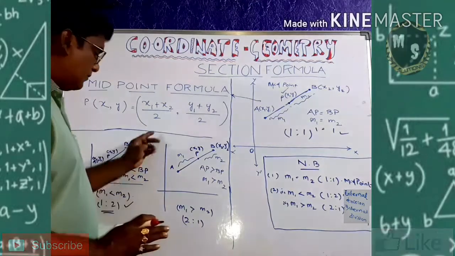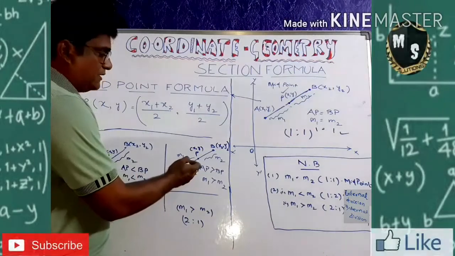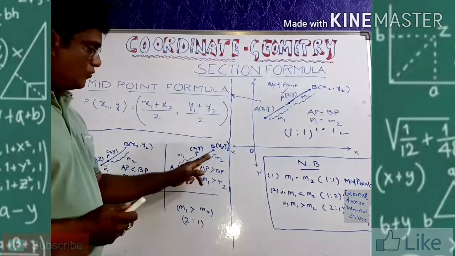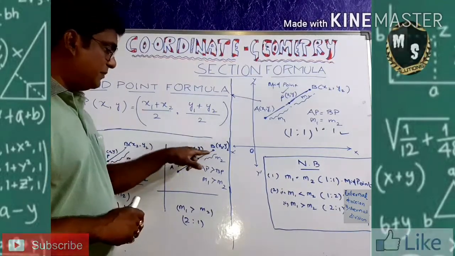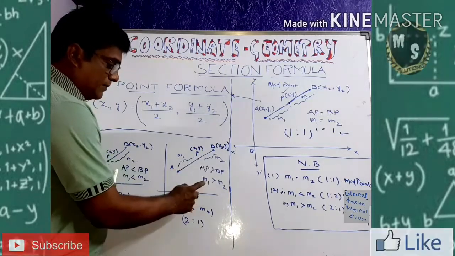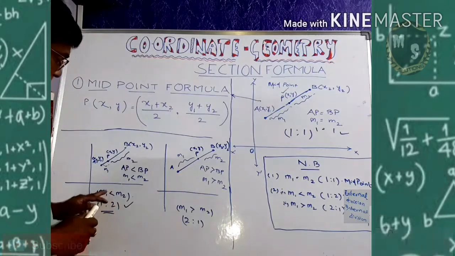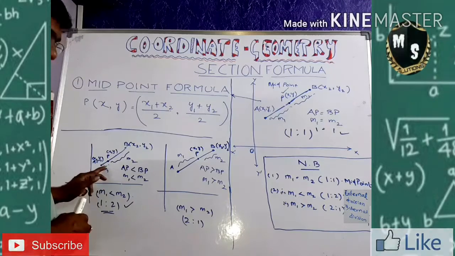Now come to this figure. What is this figure indicating? Here the point P is towards B. That means it is divided into two sections where AP is greater than BP, that is, M1 is greater than M2. In the earlier figure M1 was less than M2, and the ratio was 1:2.